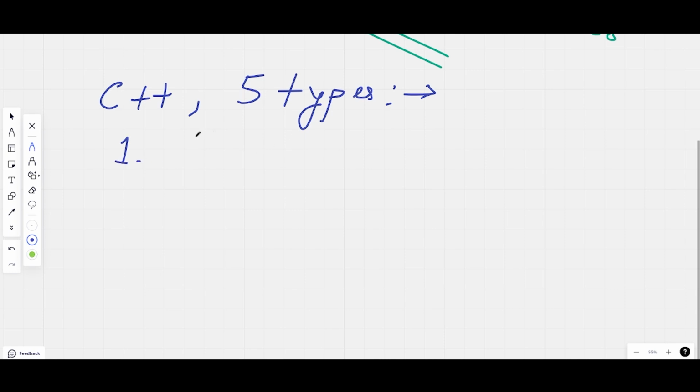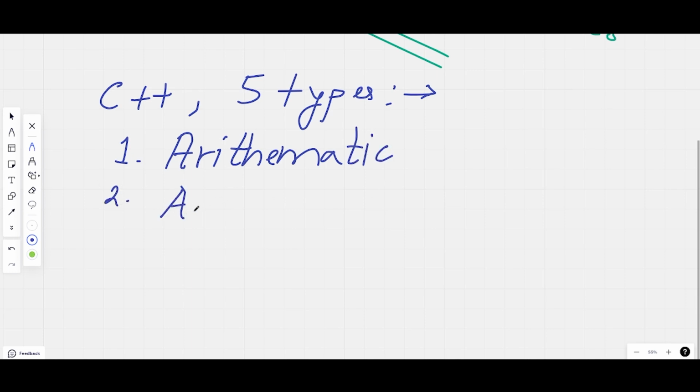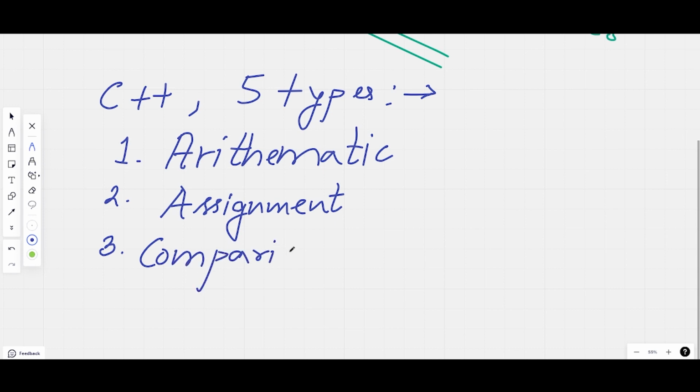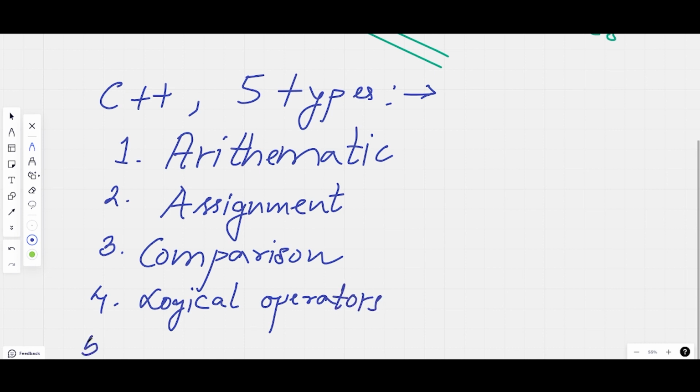The first one is called arithmetic operators. The second one is assignment operators. The third one is comparison operators. Then we have the logical operators. And lastly, we have the bitwise operators.